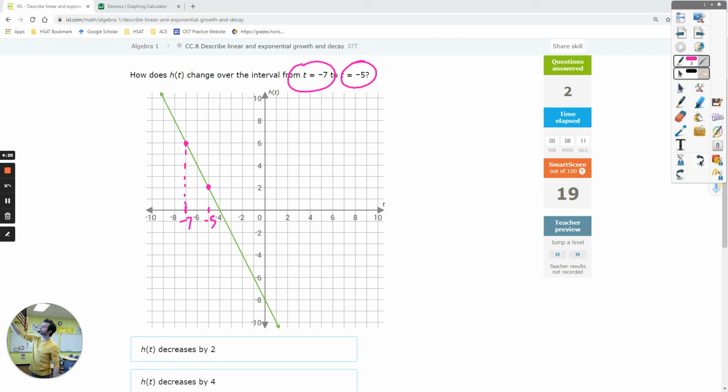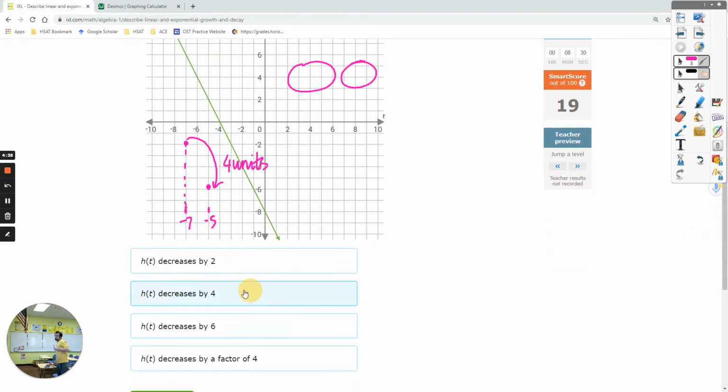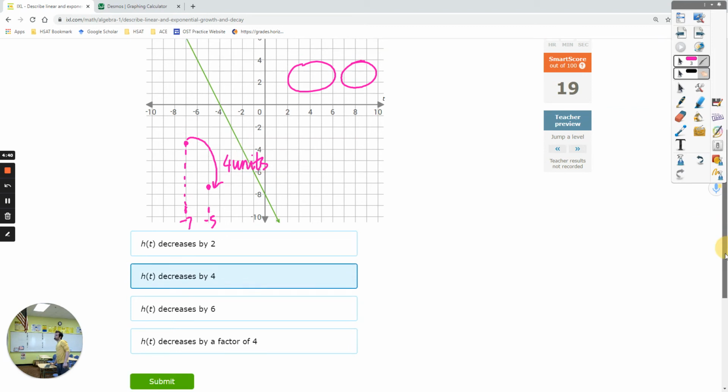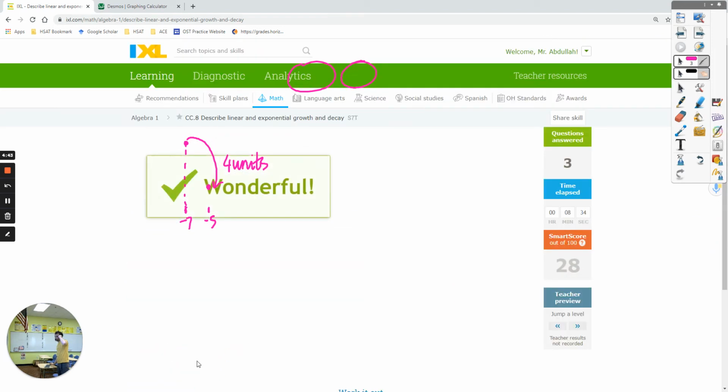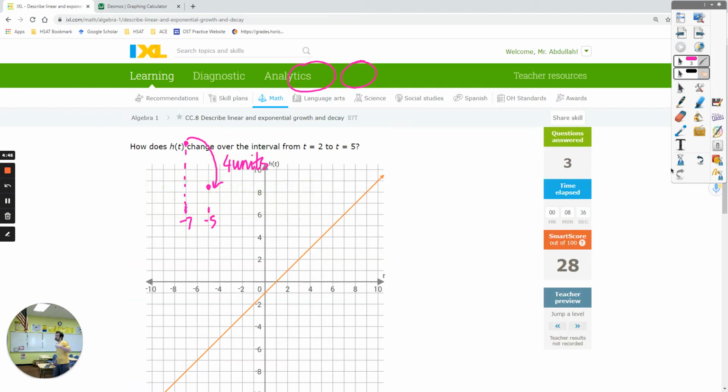So what is going on from -7 to -5? We are going down how many units? 1, 2, 3, 4 units. So this goes down 4 units. From -7 to -5, the function decreases by 4. The function is h of t. It decreases by 4 is going to be the answer. So let's now skip a level. Now we are done with the linears.